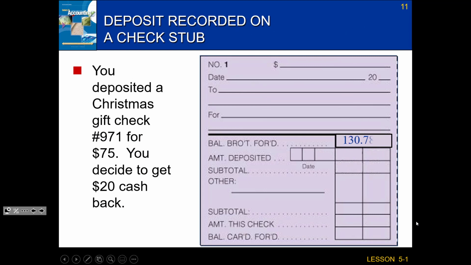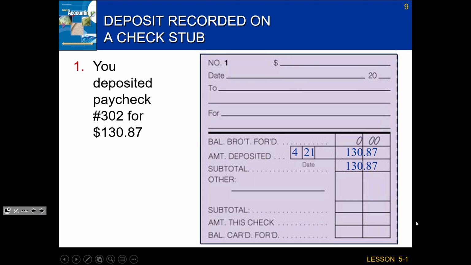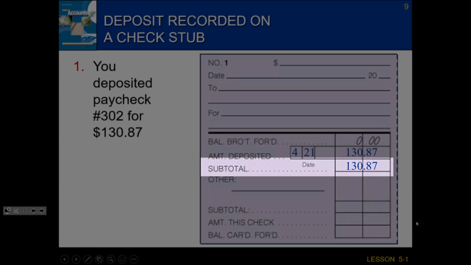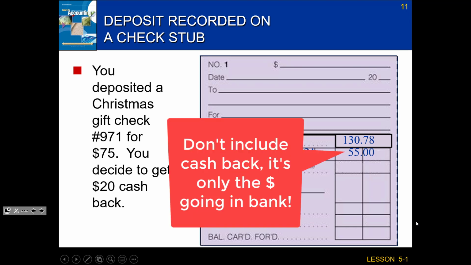So our balance brought forward from the last check stub was $130.78. Now remember that came from this subtotal where it says balance carried forward. So we had $130.78 in the bank. And today we're also going to go and we're going to deposit $55. Remember, the deposit is only what goes in the bank, not the money you walk away with. So it's only the $55.